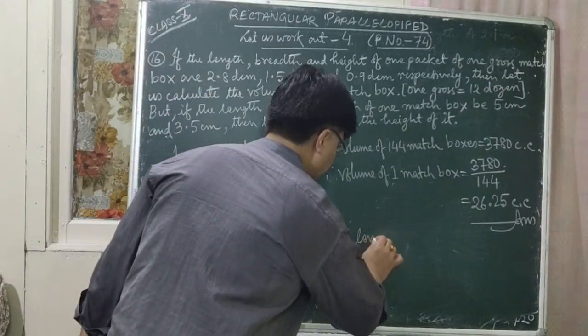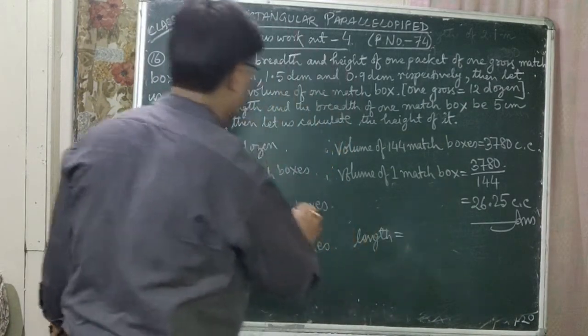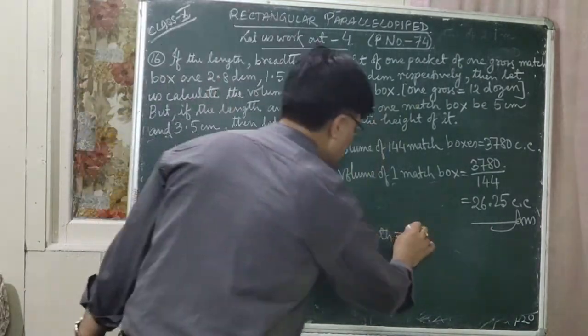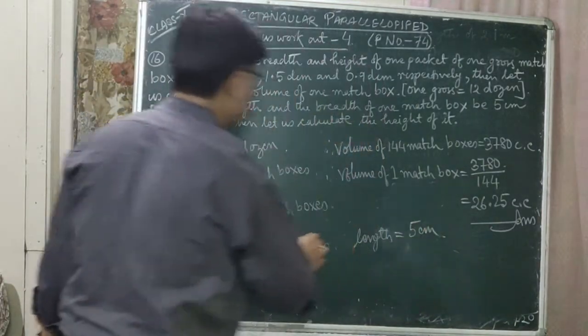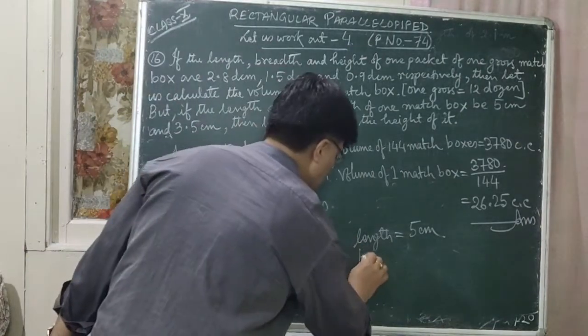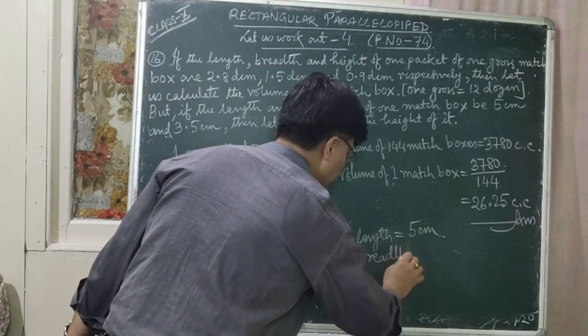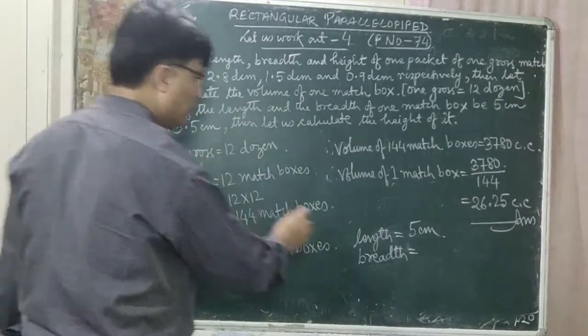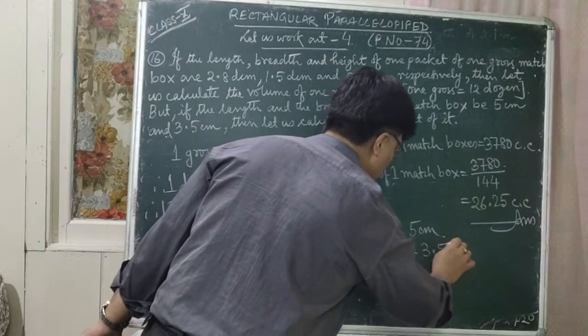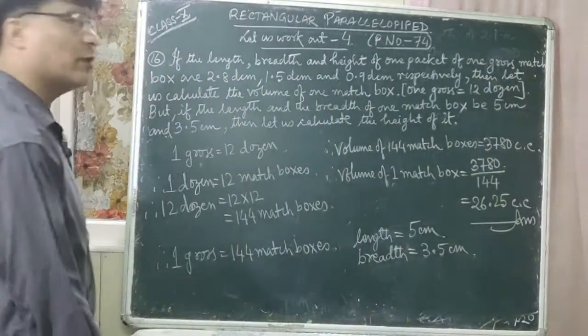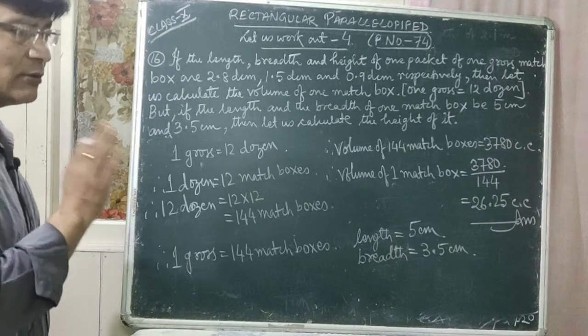So length is equal to, how much is it? Length of one match box is 5 centimeter. What is the breadth of one match box? Breadth. What is the breadth now? It is 3.5 centimeter. It is given in the question, right? So let us calculate the height of it.